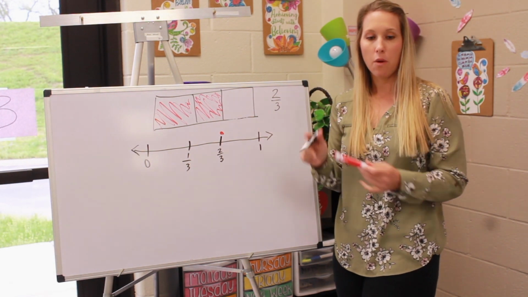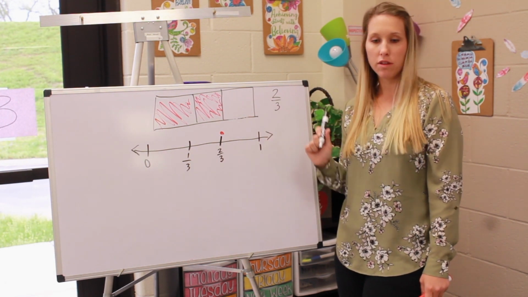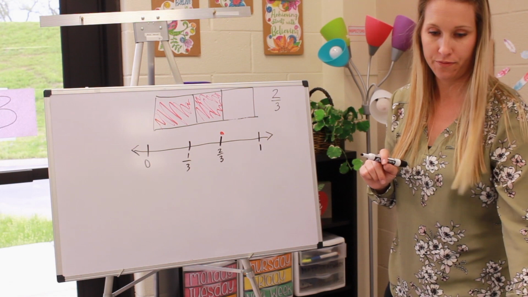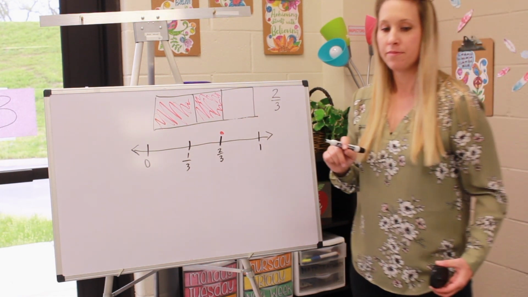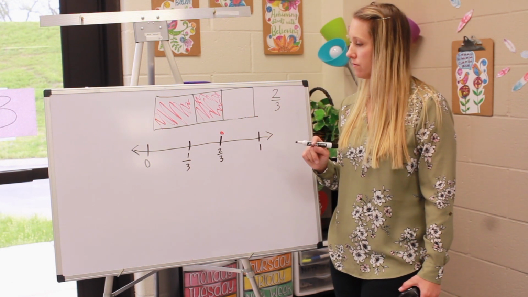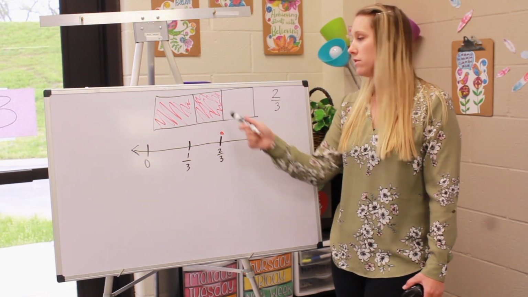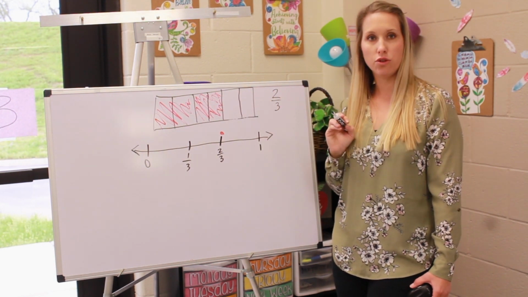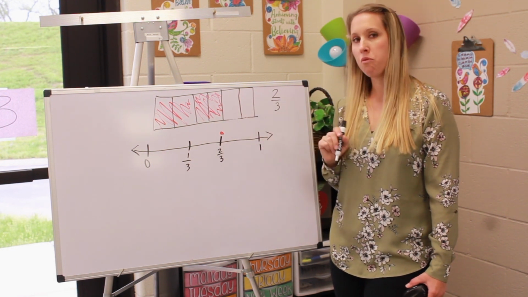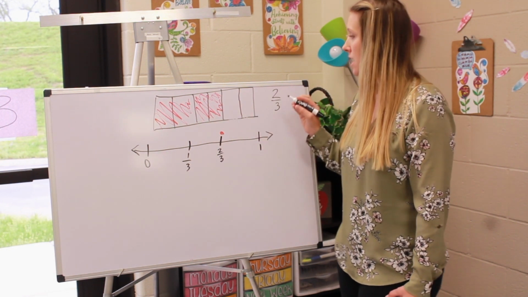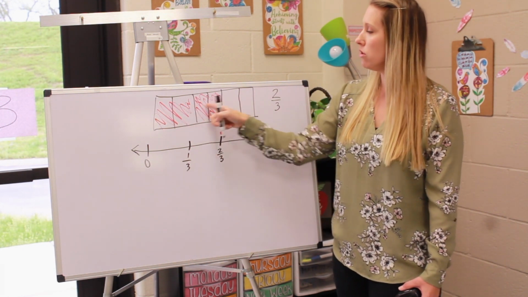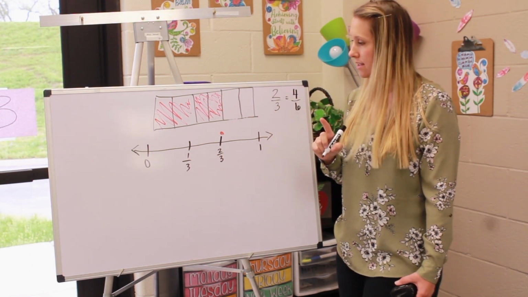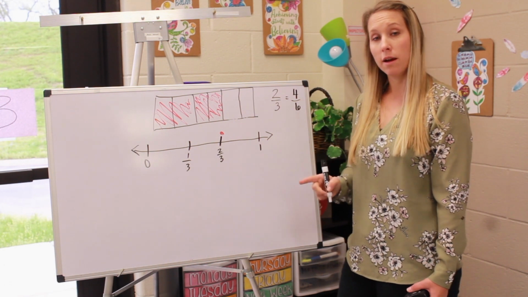Now, I want you to either use the rectangle or the number line to find an equivalent fraction for 2/3. Go. If you use the rectangle, you may have partitioned each section into 2. So now instead of thirds, we have what? We have sixths. So 2/3 is equivalent to 1, 2, 3, 4, 6. If you use the number line, you may have done something similar.